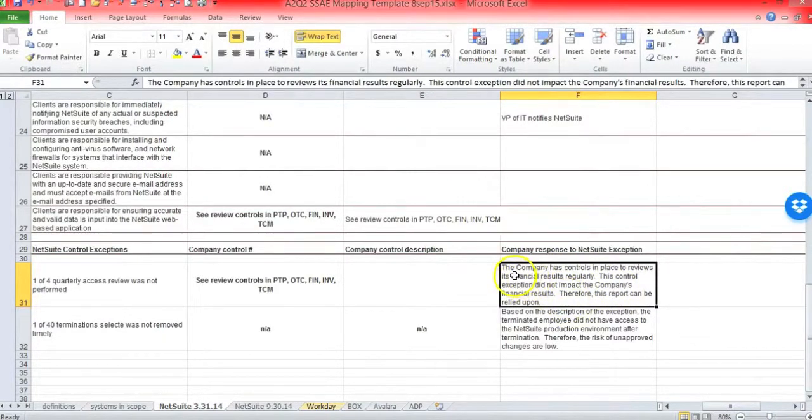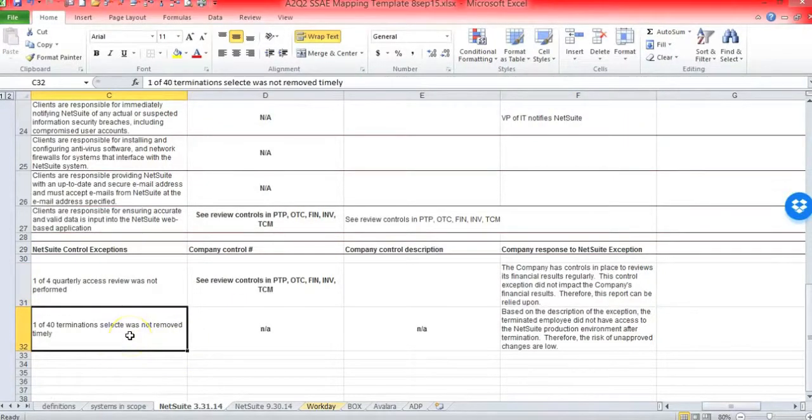And we say that the company has controls in place to review its financial results regularly. This control exception did not impact the company's financial results. Therefore, this report can be relied upon. Essentially, what we're saying is even though NetSuite had this exception, we're confident that the manual controls we have in place to review our financials would have caught anything that was suspicious or impacted our financial results.